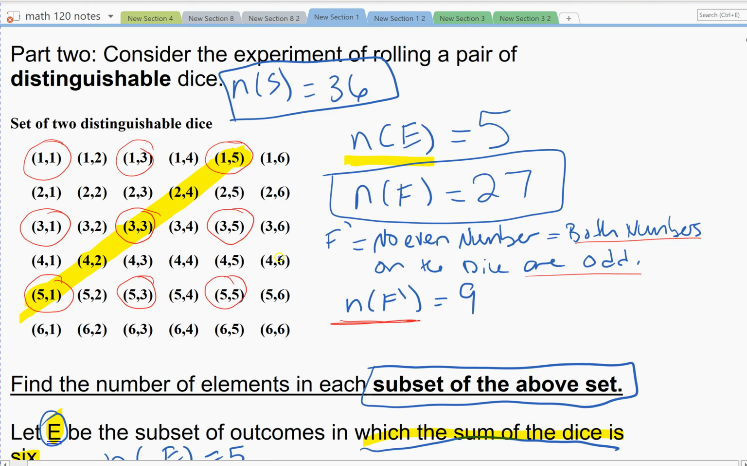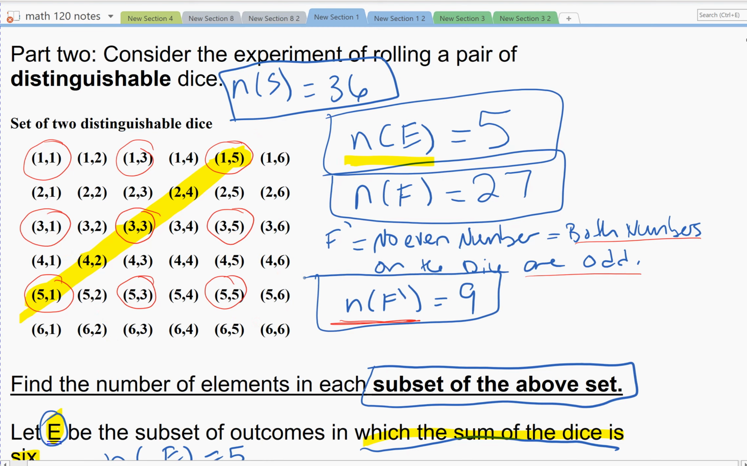If you went through and counted, there should be 27 out of my 36 that have at least one or two even numbers. If you look at all of these that are not circled in red, there's at least one even number in all of them. Some of them have two even numbers, like 4, 6, and 6, 6. But all of them have at least one even number in them. And if you went through and counted, there would be 27 of those.